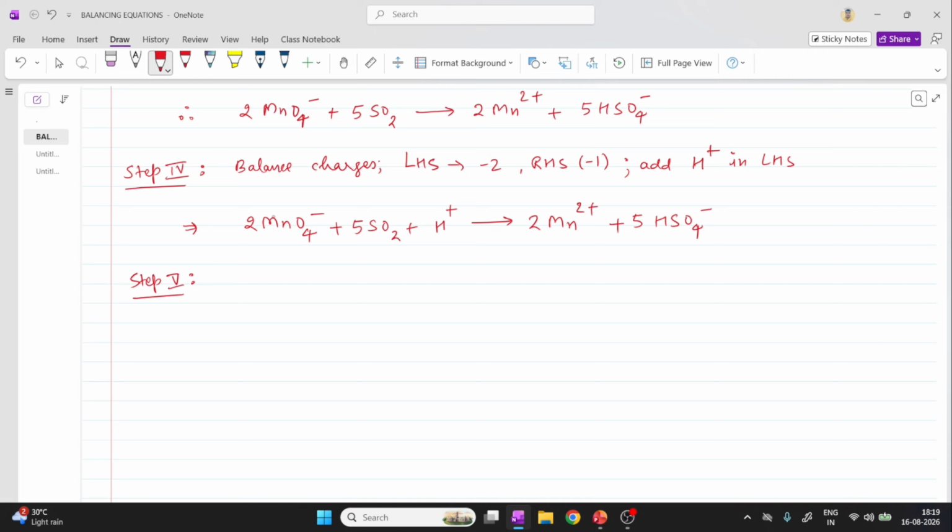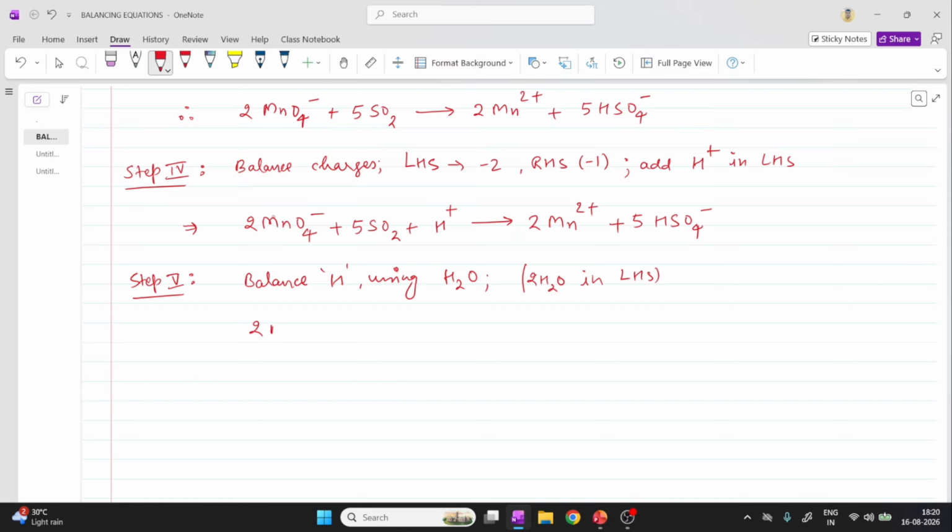So again I will go with hydrogen only. So I will write: balance hydrogen using H2O. So calculate hydrogen. This side I have 1 H+, means 1 hydrogen, and this side I have 5 H. So the difference is 4. So I can add 2 H2O in the left hand side. Why? Because 2 2s are 4, and 4 plus 1 it will be 5.